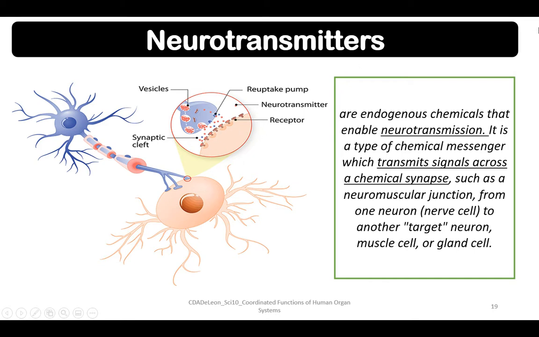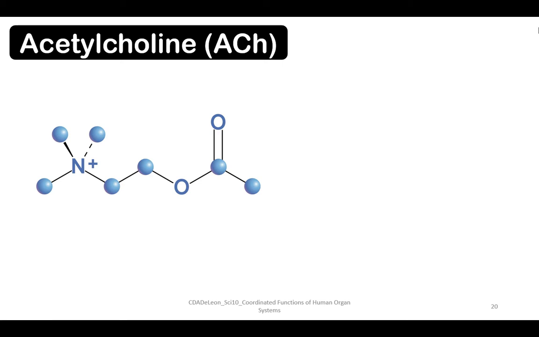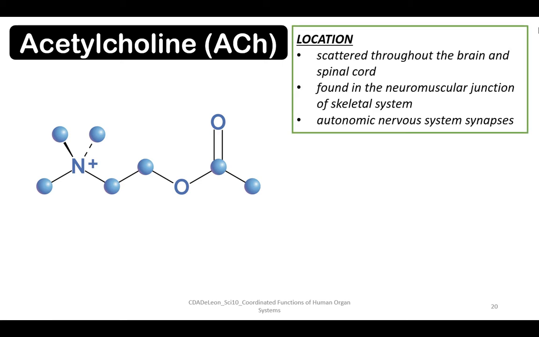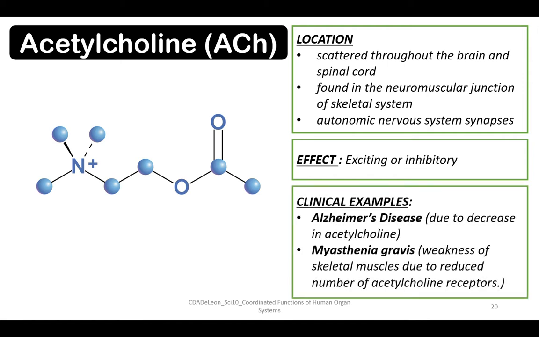So let's discuss the different types of neurotransmitters. First is acetylcholine or ACh. It is scattered throughout the brain and spinal cord and can be found in the neuromuscular junction of the skeletal system. It is in autonomic nervous system synapses. So the effect is excitatory or inhibitory. What are the clinical examples? We have Alzheimer's disease due to a decrease in acetylcholine, and myasthenia gravis, weakness of skeletal muscles due to a reduced number of acetylcholine receptors.